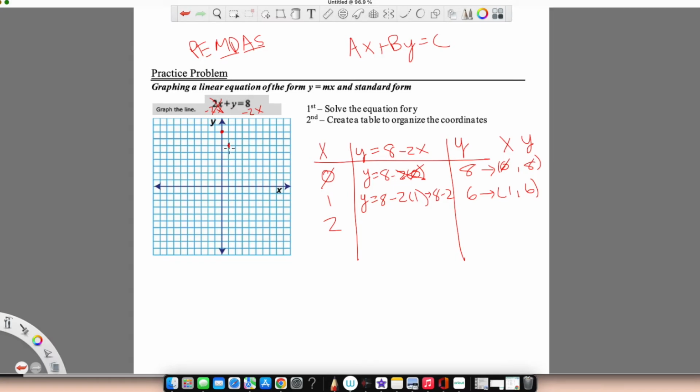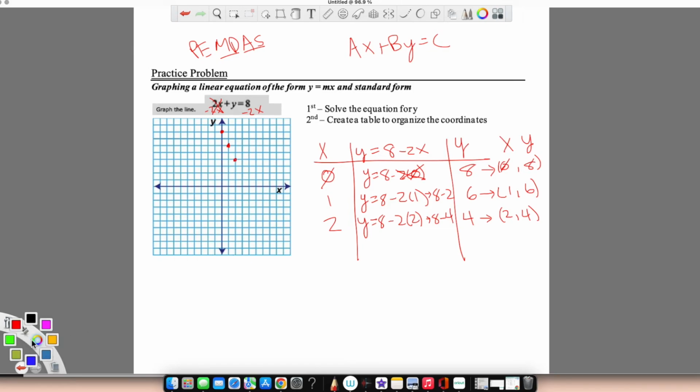Alright, and now my last one. I always do 3 points just to make sure that I've done my math correctly. You only need 2 points for a line, so keep that in mind. So now I have 8 minus 4, because 2 times 2 is 4. So 8 minus 4 is 4. So now my coordinate on this one is 2, 4. I go over 1, 2, and up 1, 2, 3, 4, and there we go.